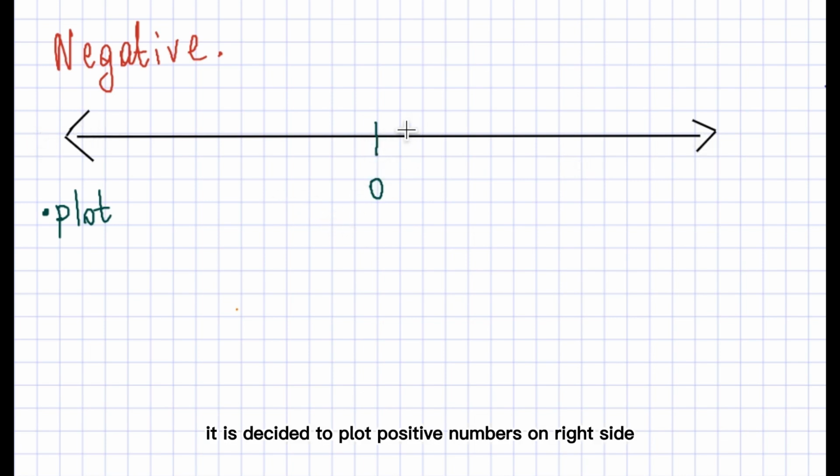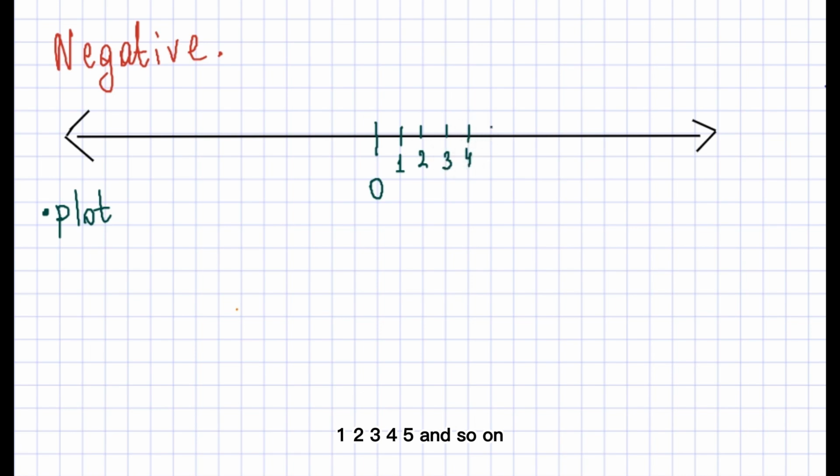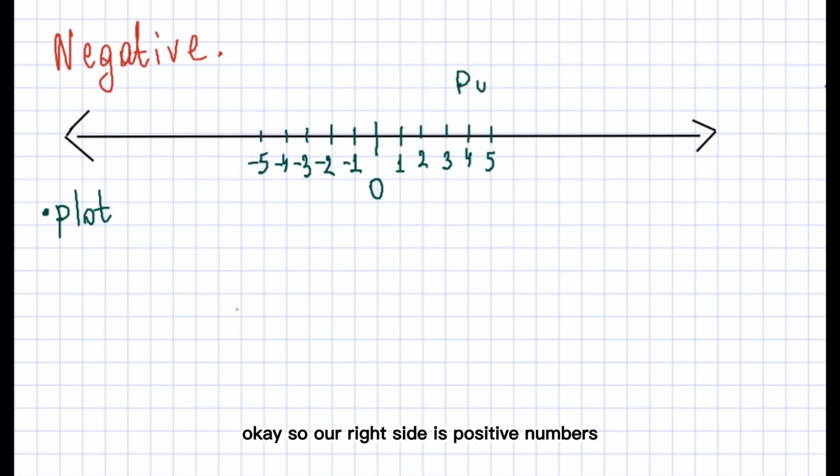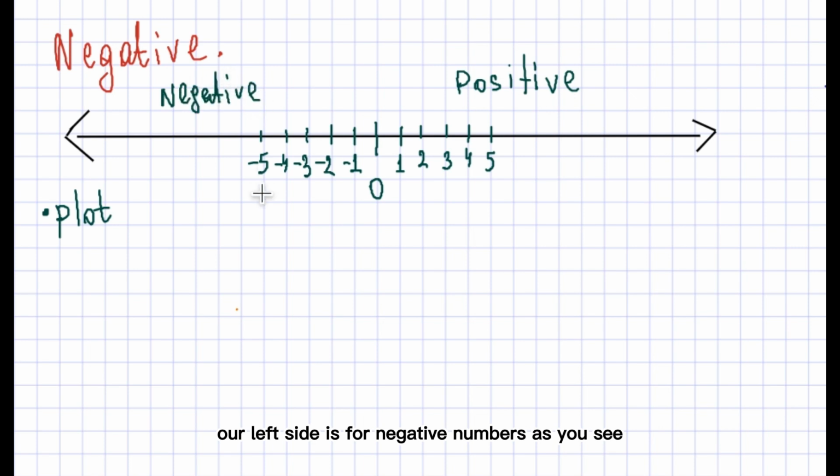It is decided to plot positive numbers on the right side: 1, 2, 3, 4, 5, and so on. And it is decided to plot negative numbers on the left side. This is the same one, but with a negative sign. It is the same too, but with a negative sign. This is negative 3, negative 4, negative 5, and so on. So our right side is for positive numbers, and our left side is for negative numbers.